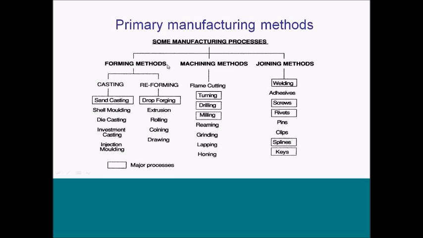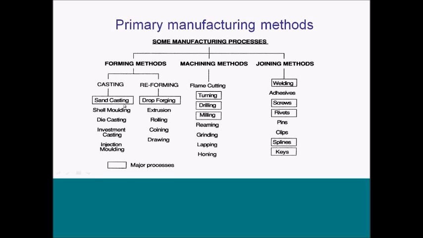Firstly, we have the forming methods, and within these forming methods we have both casting and reforming. Casting is a process where we take something that is liquid, sometimes a metal, sometimes a plastic, and then we pour it into a mold and then let it set so that it hardens, and then we take out the part, which we can then do further processing and machining on to bring up to the final desired standard. So sand casting is one of the most common forms of that casting process. There's also things like shell molding, die casting, investment casting, and quite commonly with plastics, injection molding.